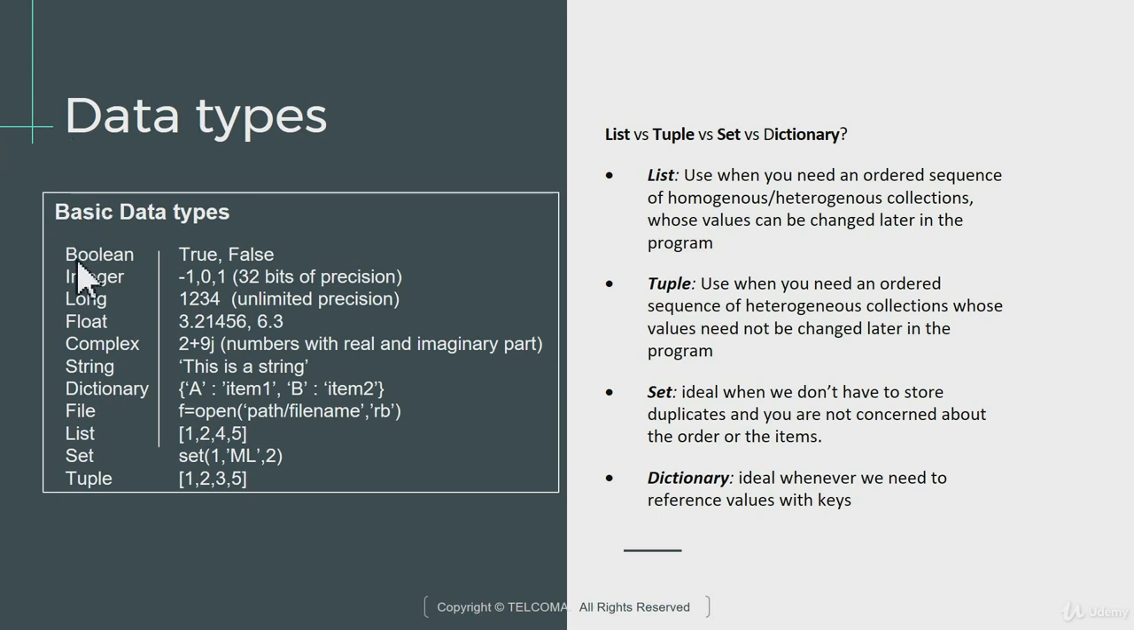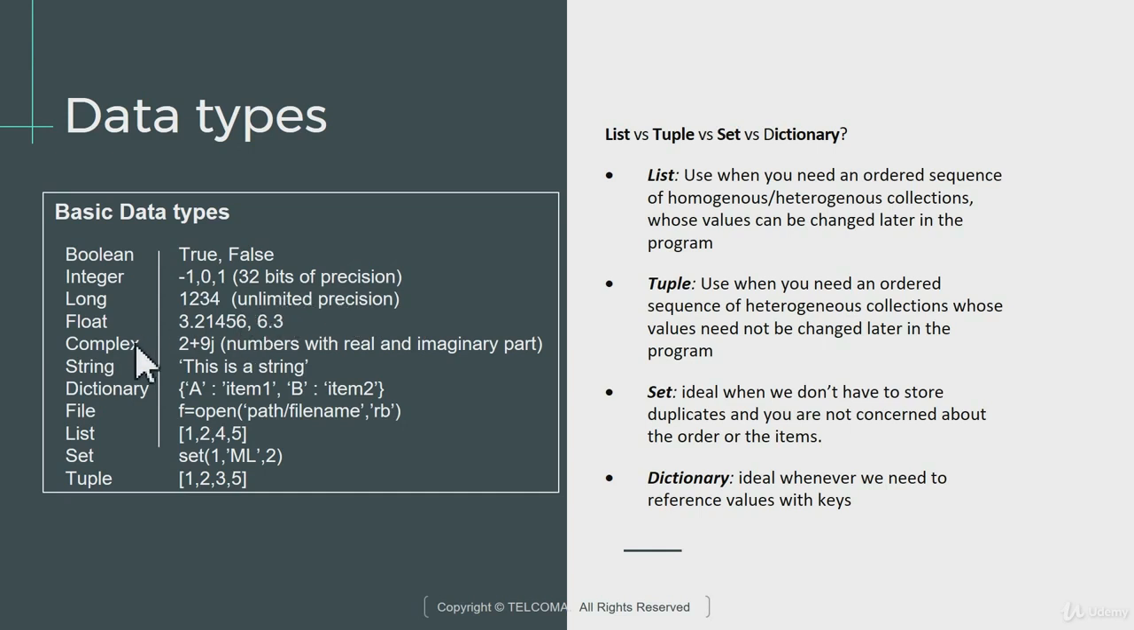The difference between integer and long initially was that integer was limited with 30 digits of precision and long had unlimited precision. But with Python 3 and onwards, we don't have to know the differences between integer and long. Whenever there's a scenario where there's a scope for integer overflow, the data type is automatically converted to long. So we can ignore the differences between integer and long. Float would actually be the decimal value, 3.2, 6.3, or 1.456, and so on.